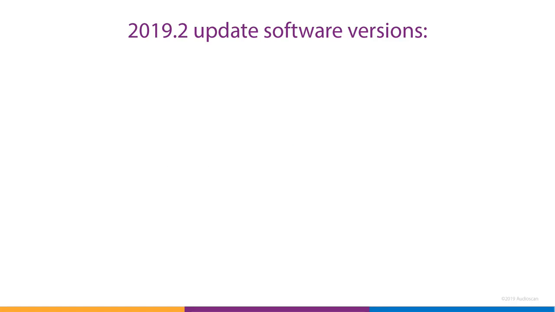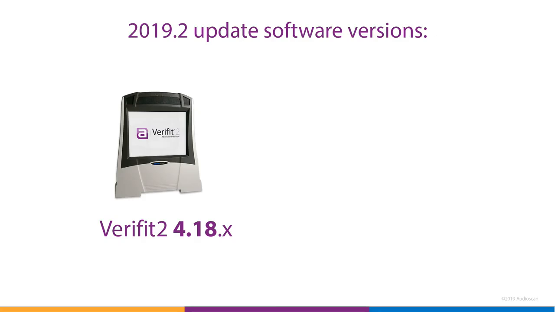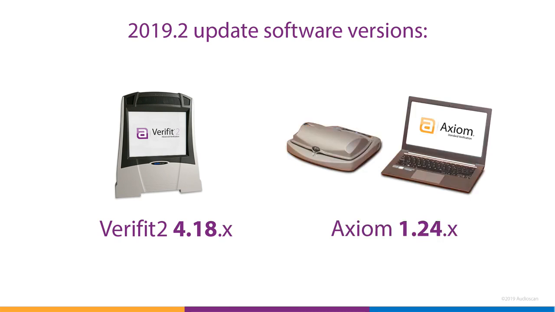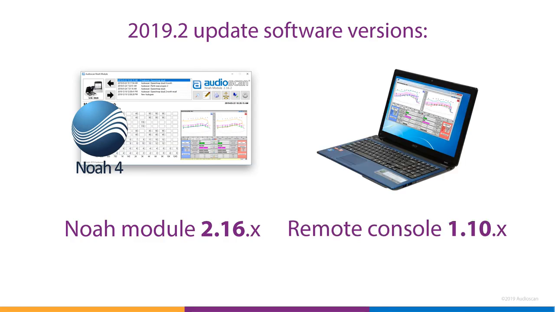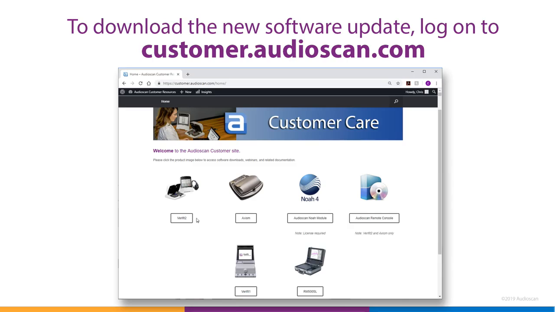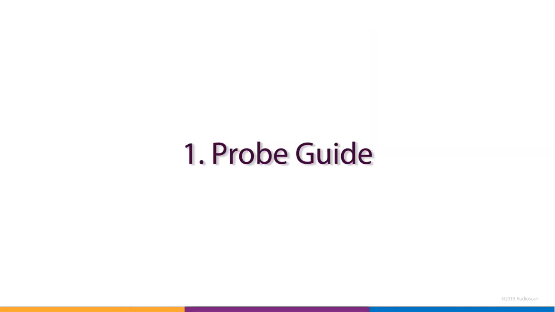The 2019.2 software release includes the following versions: 4.18 for Verifit 2, 1.24 for Axiom, 2.16 for the NOAA module, and 1.10 for the Audioscan remote console. Downloads for all of these can be found by logging into customer.audioscan.com.